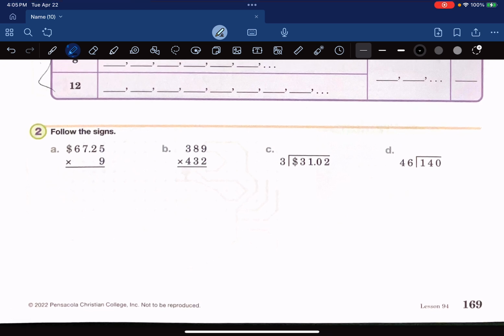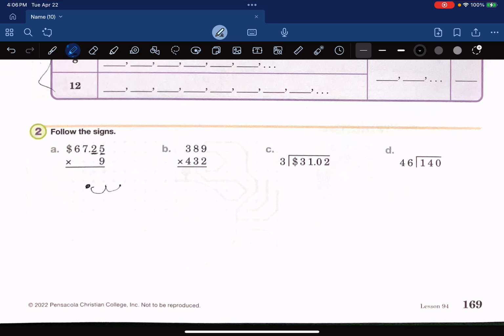For number 2, we have the first one being money. So when we're multiplying by money, we're multiplying just like usual, and then at the end, we're going to come back and see how many digits are after the decimal, and that's how many you'll move it over, 2 digits, because that's how many digits there were after the decimal. So otherwise, we solve it as usual.